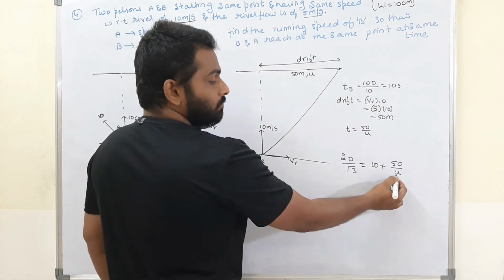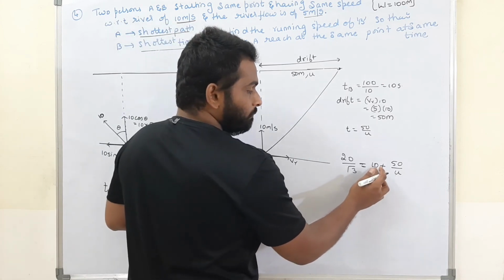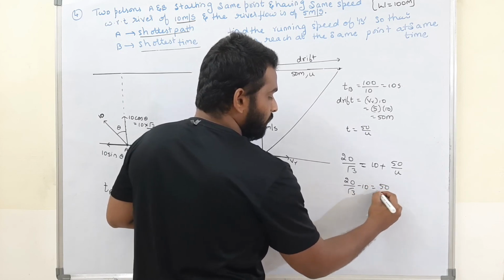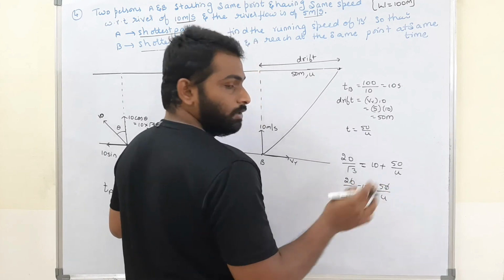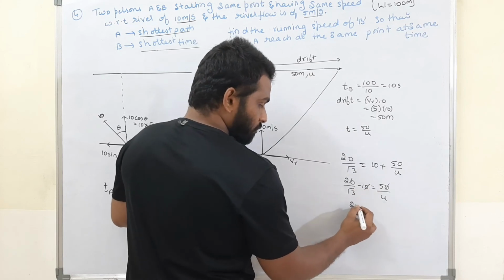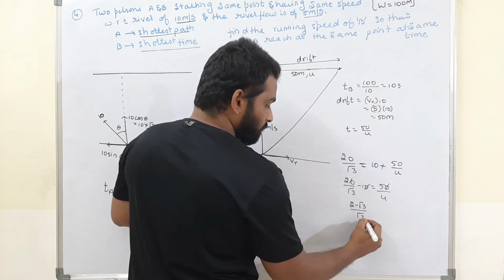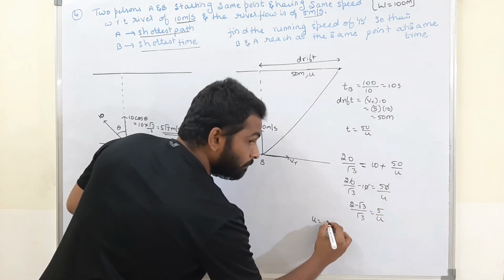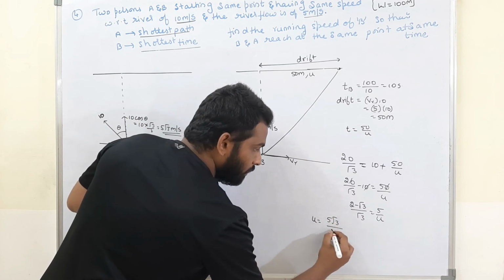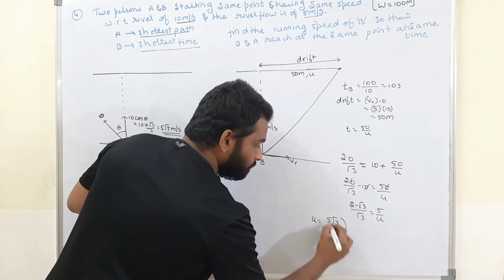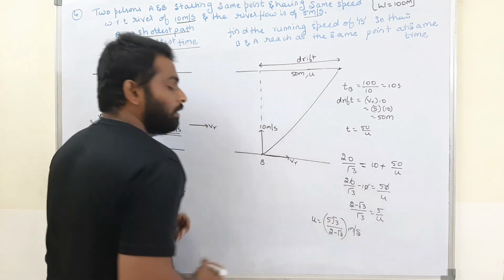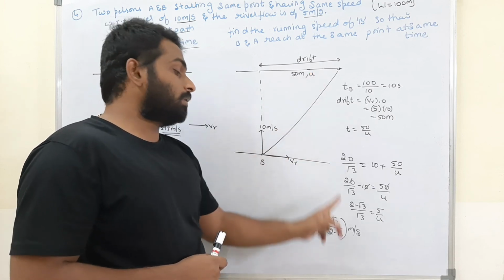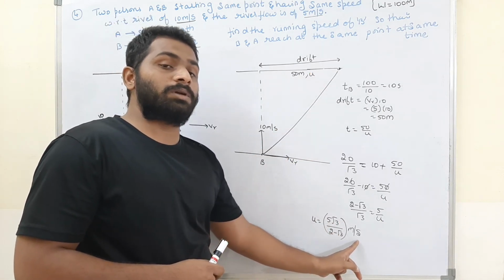Now we have to find this u. Now what's the time taken? Same. 20 by root 3 minus 10 is equal to 50 by u. The zeros cancel off. Therefore, take the LCM. 2 minus root 3 by root 3 is equal to 5 by u. Therefore, what is the speed? u is equal to 5 root 3 by 2 minus root 3 meters per second. Therefore, the running speed of B is 5 root 3 by 2 minus root 3 meters per second.